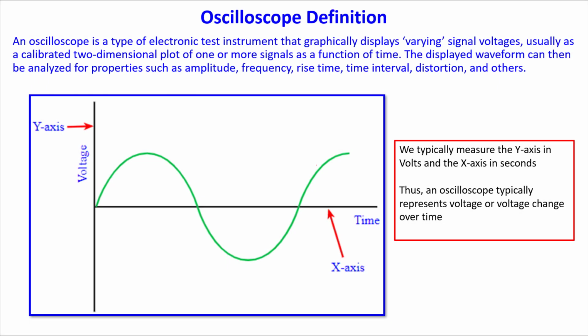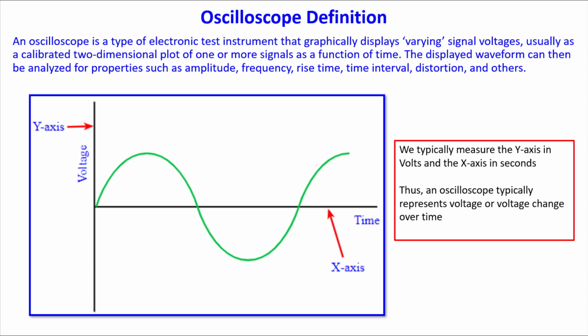All right, let's dissect the most basic definition here of an oscilloscope. It says it's a type of electronic test instrument, in other words, a box that you can use to measure things with, that graphically displays varying signal voltages. In other words, it's designed to look at AC waveforms, okay? You can measure DC with an oscilloscope, but it's kind of boring, and honestly, a digital multimeter does just as good, if not a better job of doing that, okay?